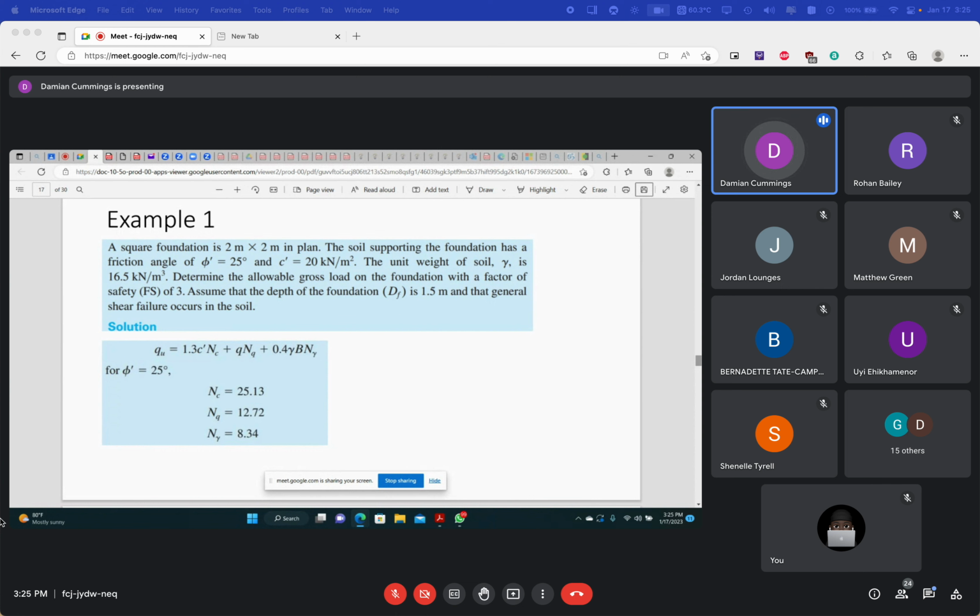All right. So the unit weight of the soil, gamma, is 16.5 kilonewtons per meter cubed. Determine the allowable gross load on the foundation with a factor of safety of 3, assuming that the depth of the foundation is 1.5 meters, and the general shear failure occurs in the soil. All right. So we have a square foundation.